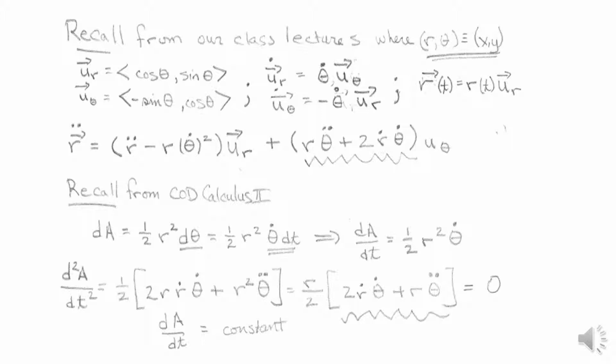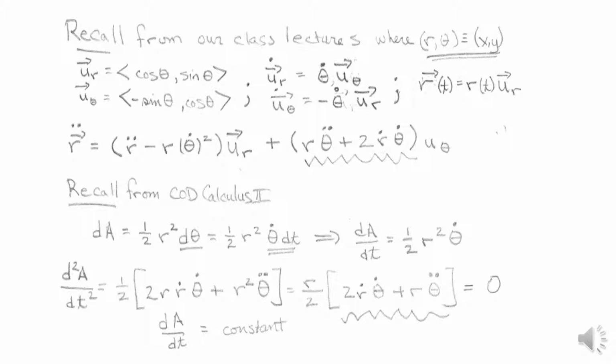But we learned last time, since this was in a plane, that the acceleration is directly proportional to the radial unit vector, and that means that this squiggly underlined business has to be 0. We'll use that in just a moment.